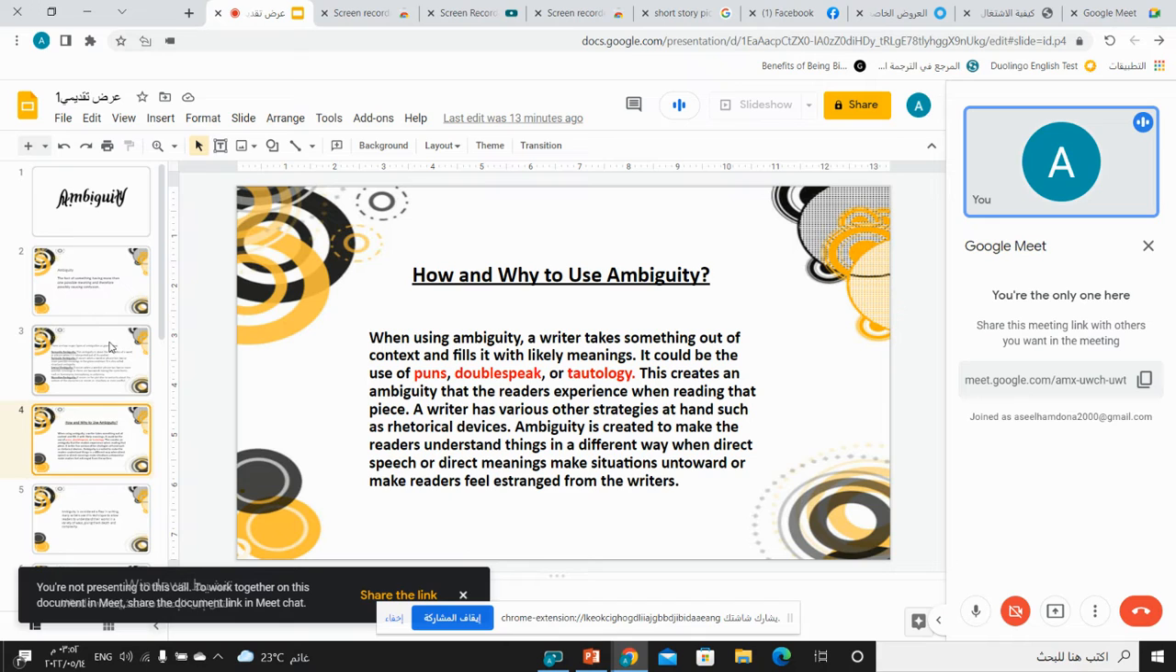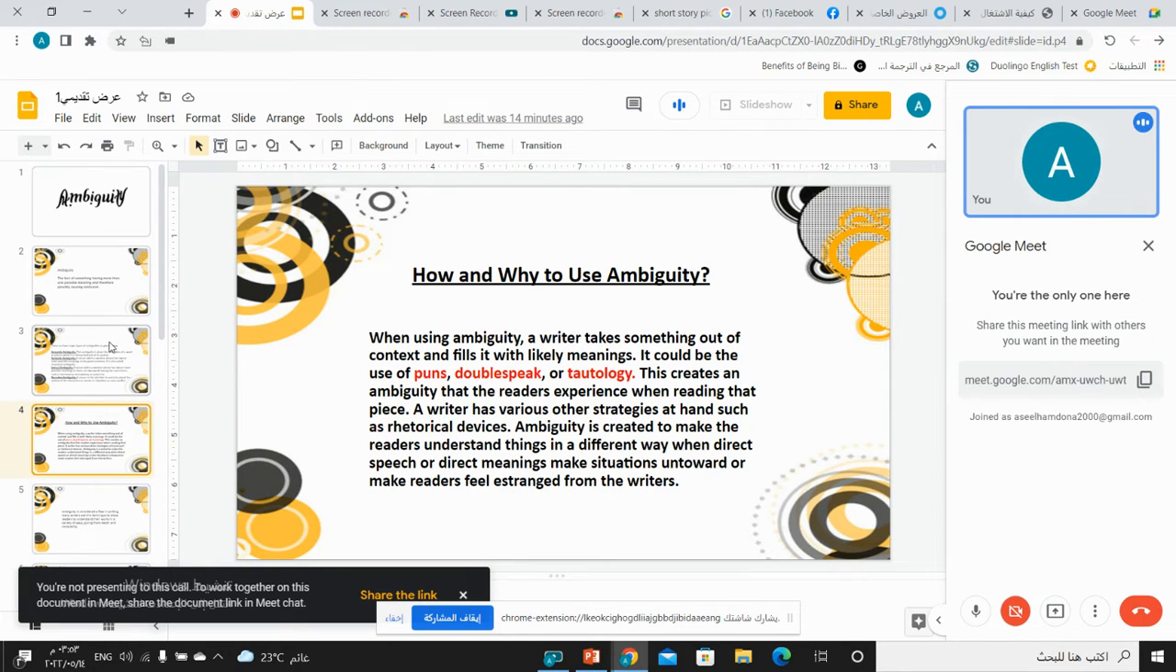Why and how to use ambiguity? When using ambiguity, a writer takes something out of context and fills it with likely meanings. It could be the use of puns, and we know that a pun is a word that has more than one meaning, like two or more. Or doublespeak or a tautology. This creates an ambiguity that the readers experience when reading that piece.